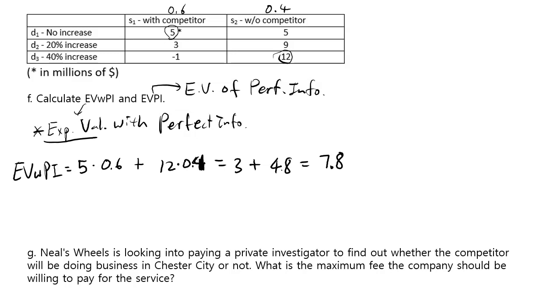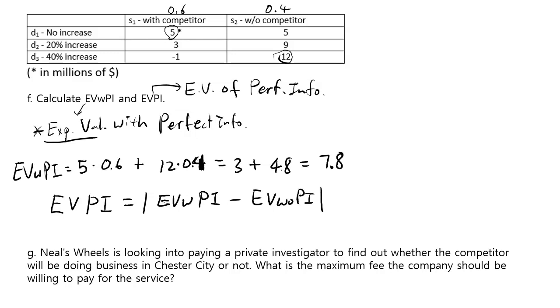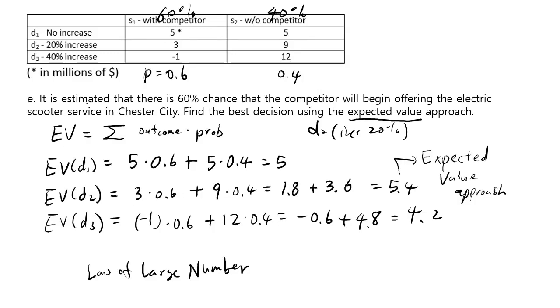What is expected value of perfect information? Well, this is about how valuable the perfect information is. And it's defined as EV with PI minus EV without PI. Now, what is EV without PI? Well, that's just your EV approach. So it's this number here. It's 5.4. Remember, expected value approach was D2, and if you go with D2, you would end up with 5.4.